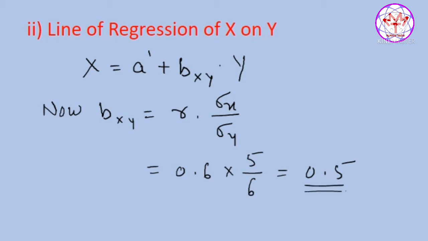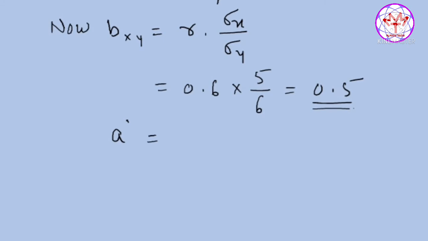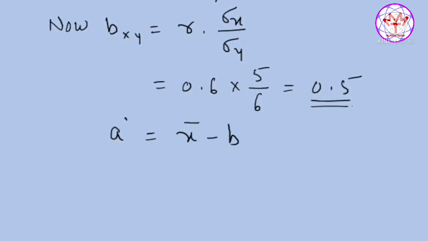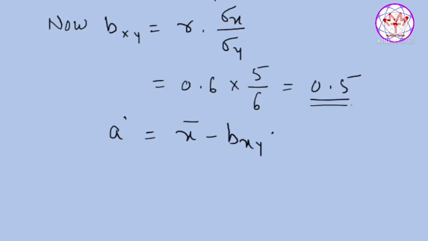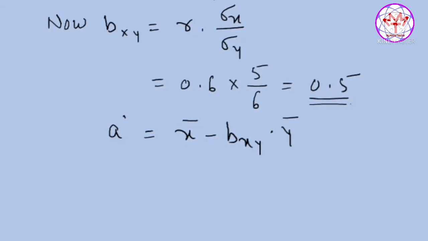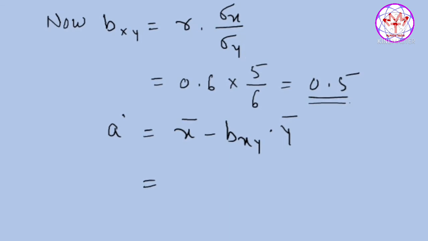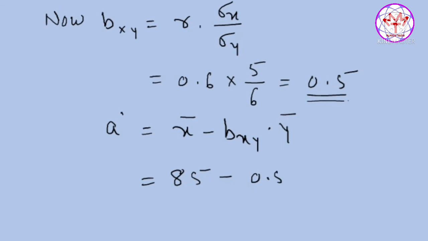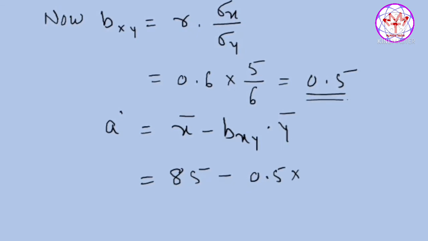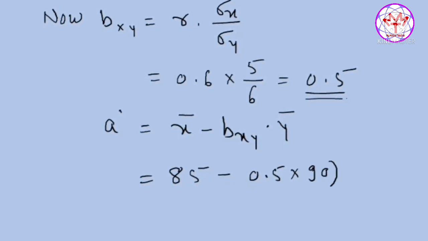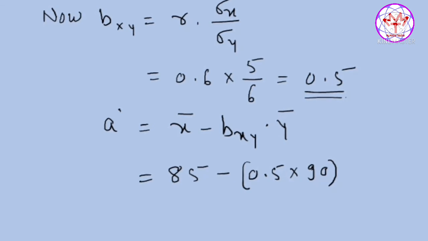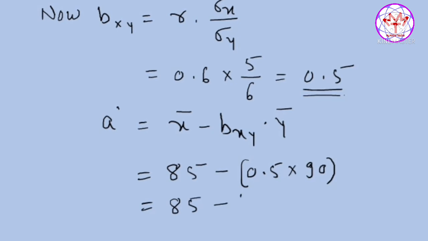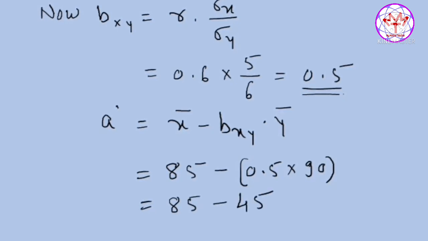Then let us find a dash. a dash is equal to x bar minus bxy into y bar. So we'll substitute the values. x bar is 85 minus 0.5 into y bar. y bar is 90. So we get 85 minus 45, that is equal to 40.